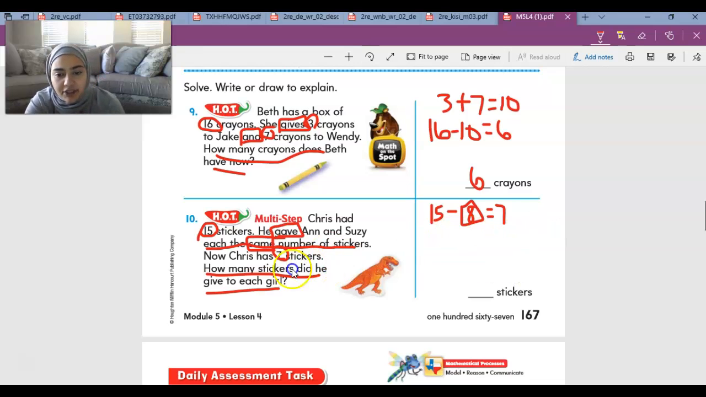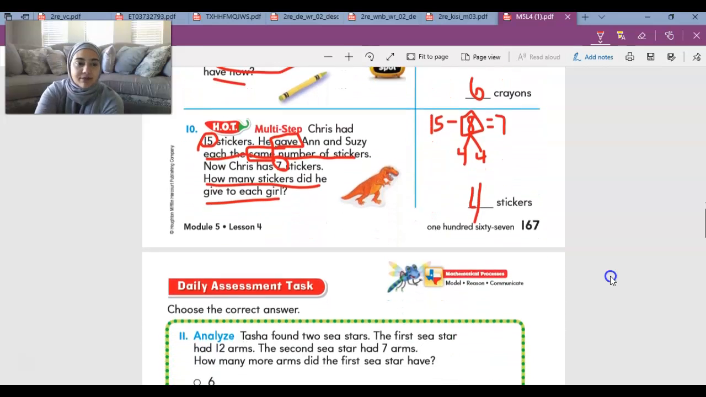But that's not the question. The question is how many stickers did he give each girl? So if he gave 8 and each girl got an equal amount, if I want to split 8 into 2, what plus what is 8? Is 2 plus 2 8? 2 plus 2 is 4. Is 3 plus 3 8? That's 6. Is 4 plus 4 8? Yes, so that means he must have given each girl 4 stickers. Okay, that one requires you to know your doubles facts.